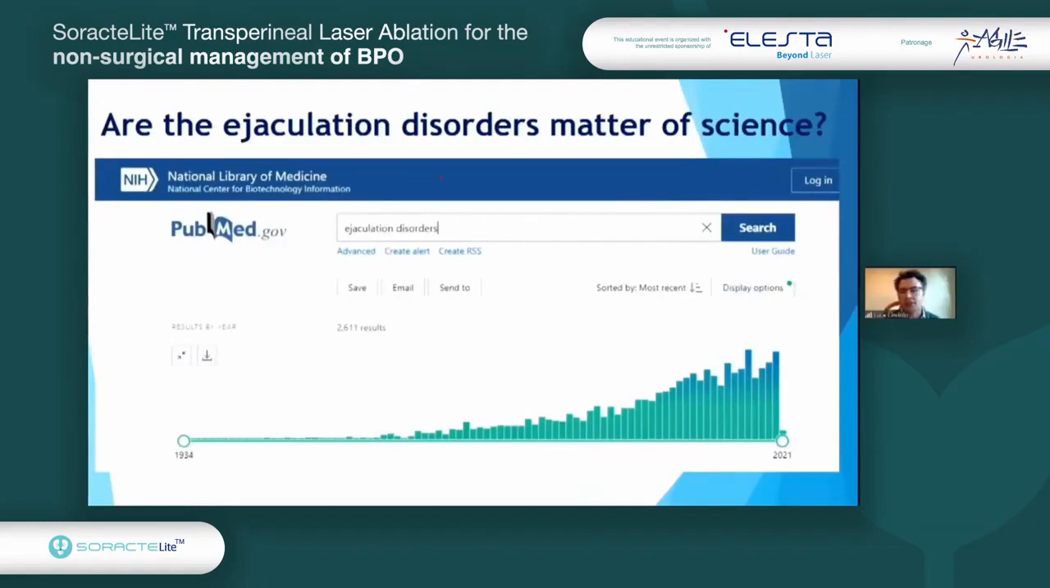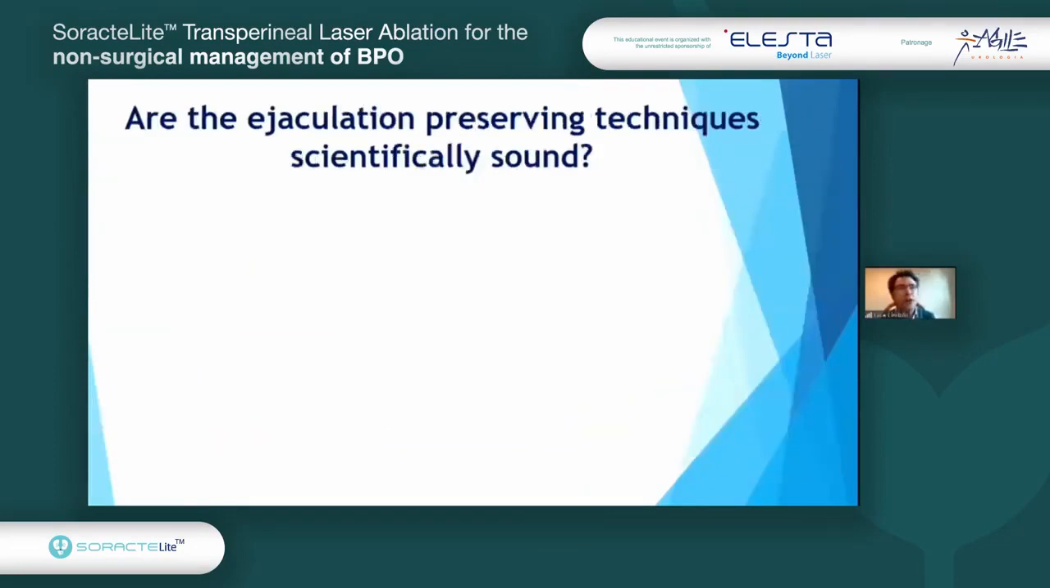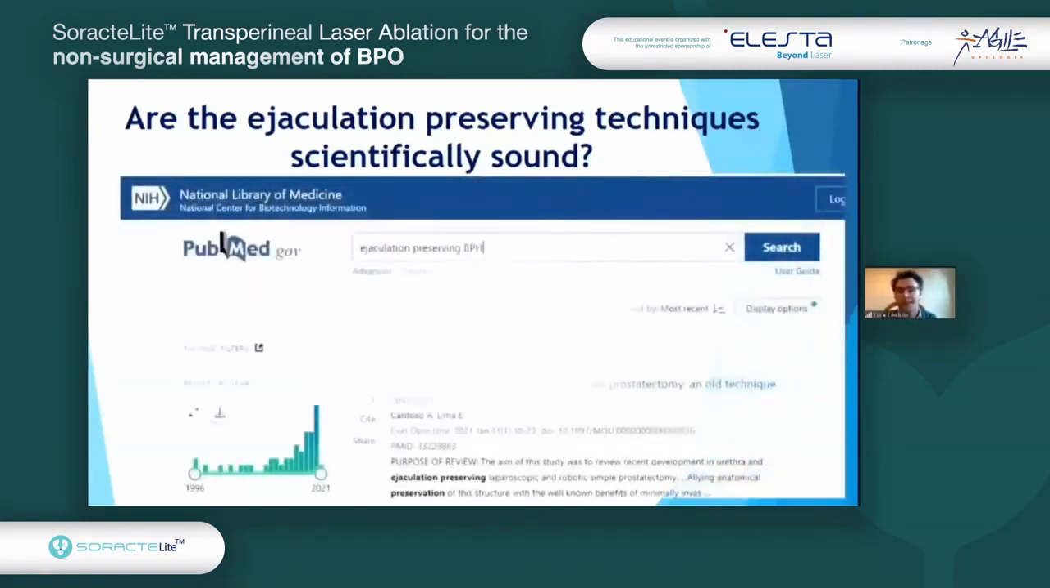But in the science, in the literature, we are seeing a real increase in the attention on ejaculation disorders, as you can see in this slide. This is a very recent search I've done, and this is an extraordinary way to explore the literature, showing us how ejaculatory disorders are a very hot topic. There is interest from physiologists and also anatomists, and I'm asking you, are the ejaculation preserving techniques scientifically sound? And I will reply as soon as possible, yes.